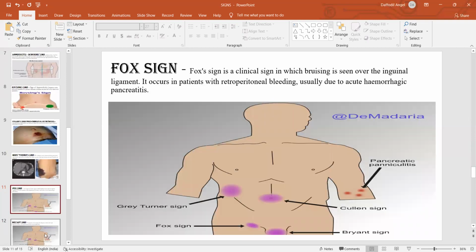Next is Fox sign. It is a clinical sign in which bruising is seen over the inguinal ligament. It occurs in patients with retroperitoneal bleeding, usually due to acute hemorrhagic pancreatitis. So if bruising is present in the inguinal area, it is known as Fox sign. It also indicates acute hemorrhagic pancreatitis.